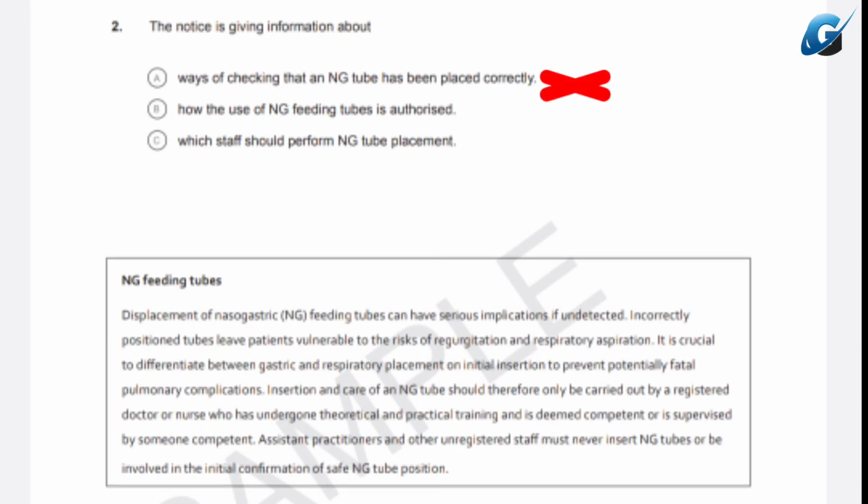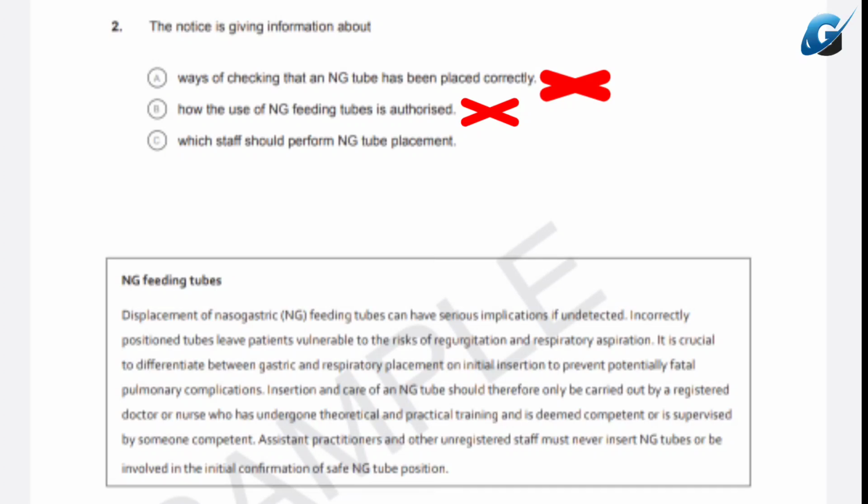And option B, how the use of NG feeding tube is authorized. So did they say anything regarding that in the paragraph? No, because that is contradictory. So you can put a cross over there. I didn't see anything mentioned regarding the authorization of usage of NG feeding tubes, I hope.